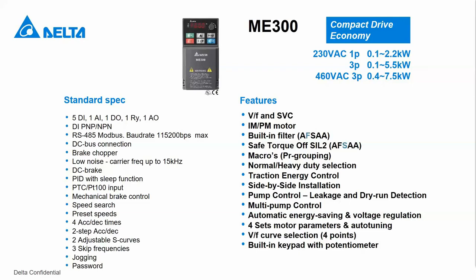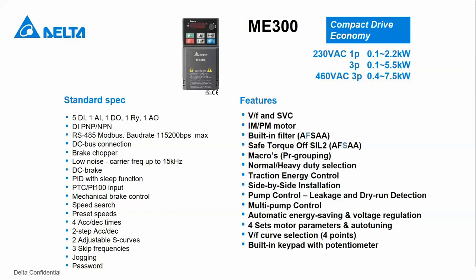So I would like to start with the most recently released drive, that is the ME300. This is a compact economy drive. You can see here the standard specifications and features. What sets it apart is that it can run permanent magnet motors in sensorless mode. That's sometimes useful for fan applications where it's important to save energy by using a more efficient motor like a PM motor. You can check here the standard specs. I will go through these very quickly, but if you have any questions on any particular drive series, then feel free to let me know.